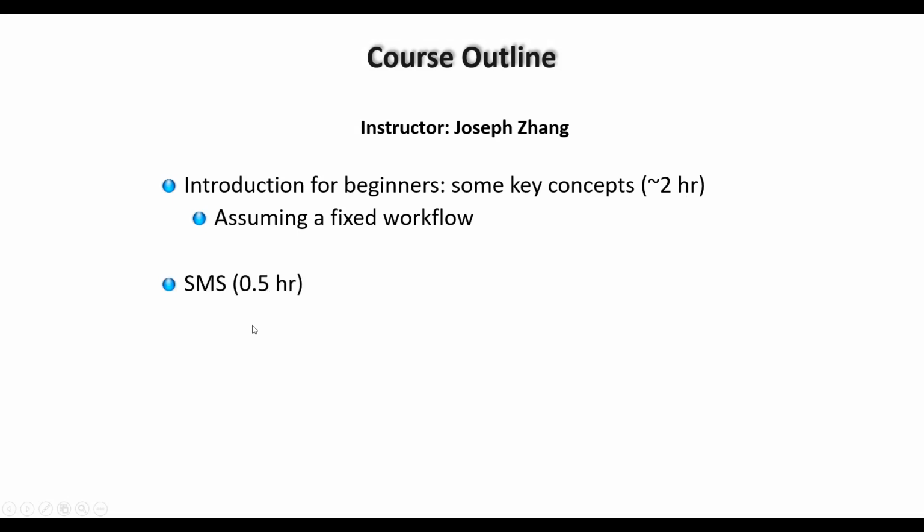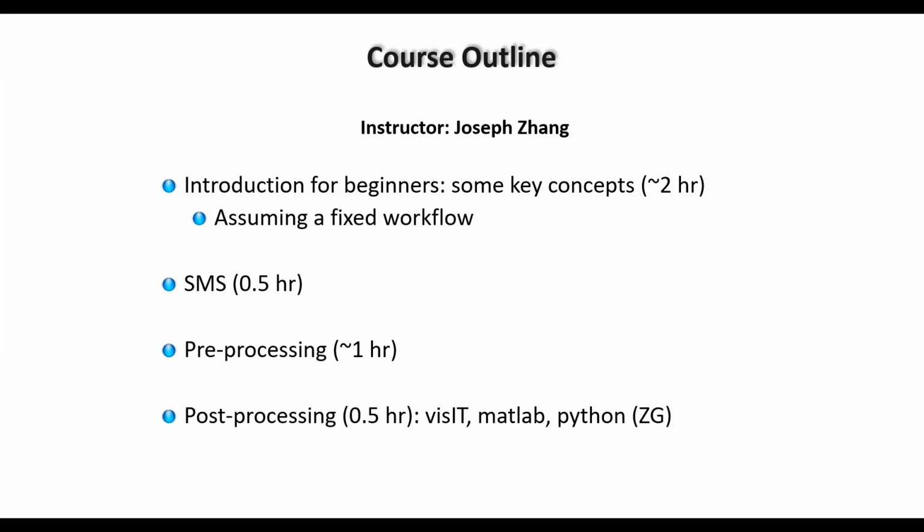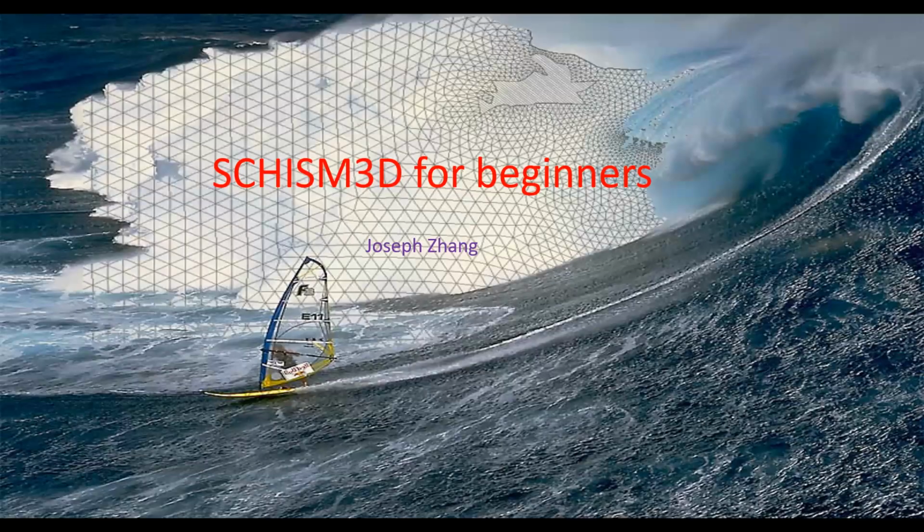I will then give you a quick tour about how we generated the Pacific grid using SMS, and I will describe some of the concepts there and the key points and the key steps there. And then I will show you how we do the pre-processing, preparing all the Schism 3D inputs for this particular mesh. And lastly, I will talk about the post-processing and visualization. So let's start from the introduction.